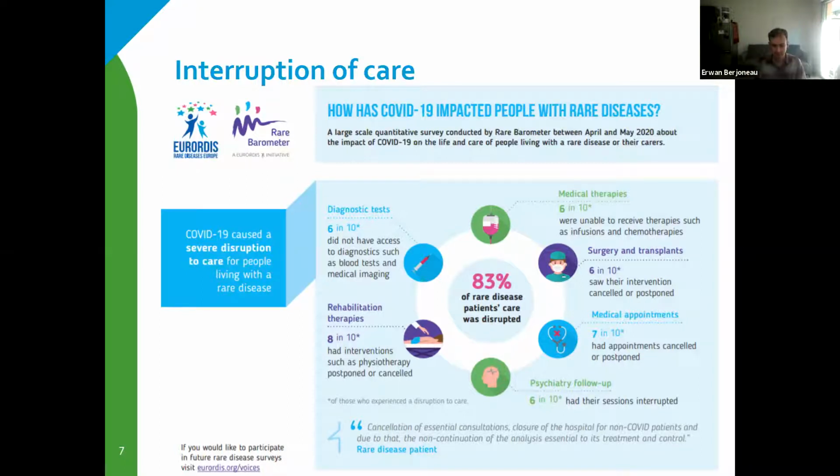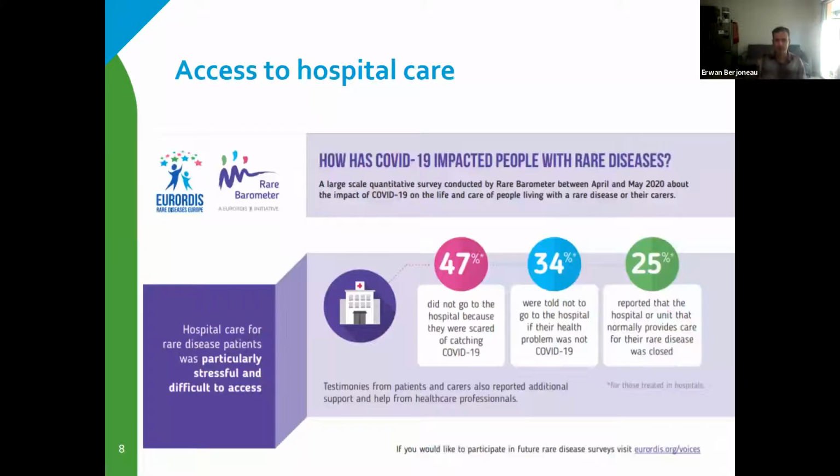The quote says, cancellation of essential consultations, closure of the hospital for non-COVID patients, and due to that, the non-continuation of the analysis essential to its treatment and control.